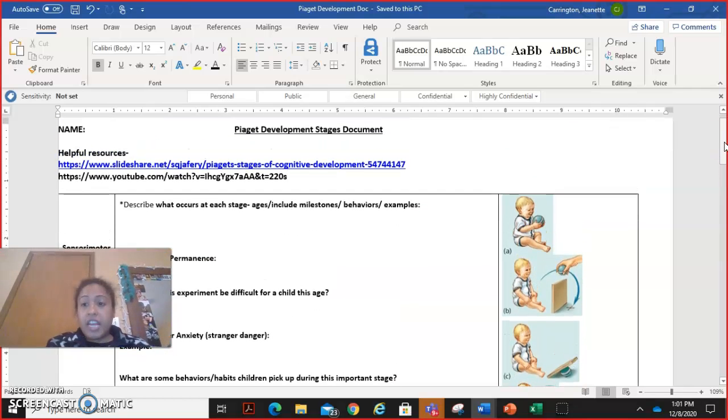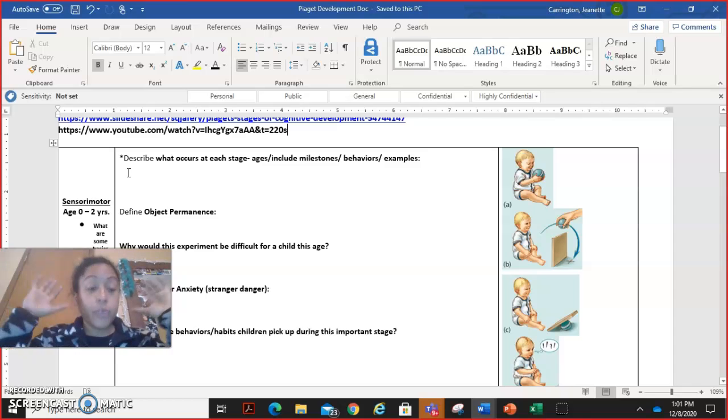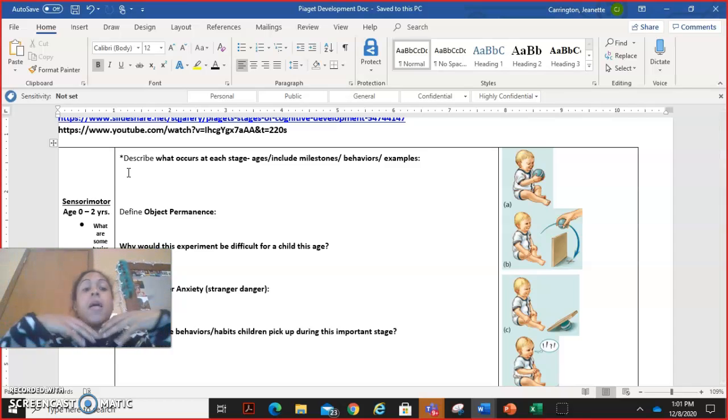For each stage of development, you are going to briefly describe what occurs at that stage. So for each stage, you are going to summarize the stage. What goes on during the stage? What are some milestones that individuals hit during that stage? What are some behaviors they pick up? What are some lessons that they learn? What are examples?